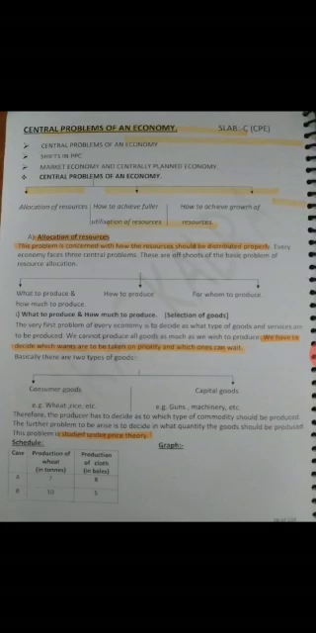Today in economics for class 11th, we will cover the central problem of an economy and the shifts in the production possibility curve. You can see on your screen, when we talk about the central problems of an economy, broadly they can be classified into three groups. First is allocation of resources.